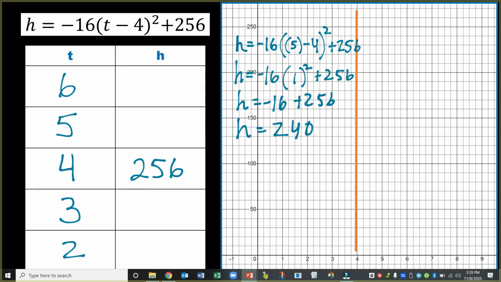So I know after 5 seconds, the rocket's on its way back down and its height is 240. Now, the great thing about a parabola and the fact that it's symmetrical, I know that on the way up at 3 seconds, it was also at a height of 240. Now I'm going to figure out what happens when the time is 6 seconds. That'll look like this.